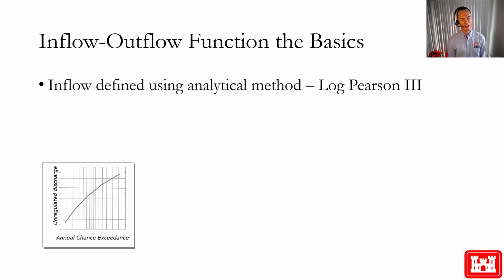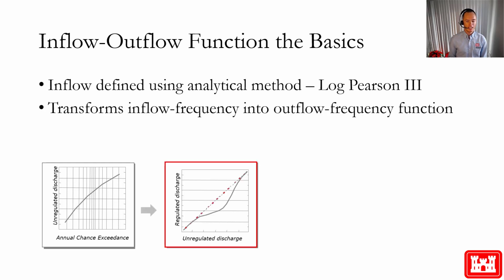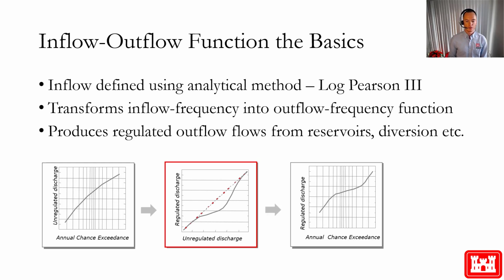Using this method also allows us to use the log Pearson type 3 distribution to define the unregulated flow probability function. In the charts at the bottom of the slide, an unregulated flow exceedance probability function is plotted on the left and is scaled against a regulated discharge function in the middle. Observe that the reduction in peak flows translates to a flattening of the flow exceedance probability function as seen on the right.